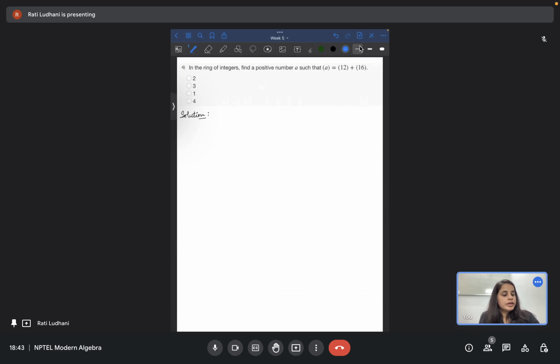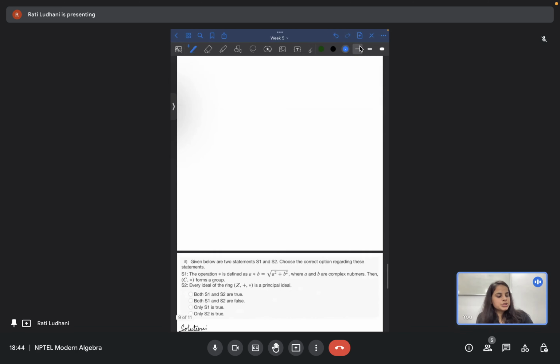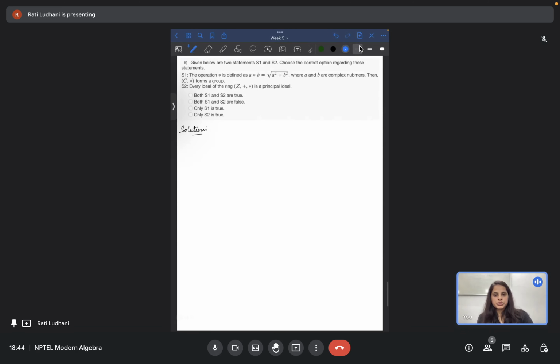Okay. In the ring of integers, find a positive number A such that this happens. Before doing this question, I want to do another question first, because something is better to be known first for question number 4, which is in 5 actually. Given below are two statements S1 and S2. Choose the correct option regarding these statements.